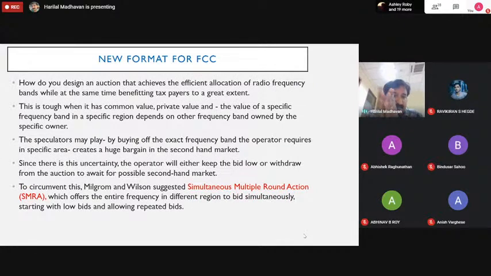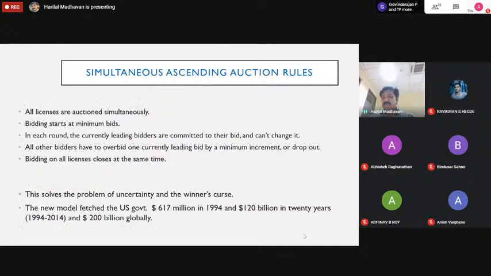So to circumvent this, Milgrom and Wilson suggested the possibility of a simultaneous multiple round auction, that is SMRA, which offers the entire frequency in different regions to bid simultaneously, okay? Starting with low bids and allowing repeated bids. So when it happens simultaneously, it's difficult for a speculator in a particular region to hijack the bidding by paying a huge price, right? And in the simultaneous ascending auction rules that they followed, all licenses are auctioned simultaneously, and all licenses also close at the same time.